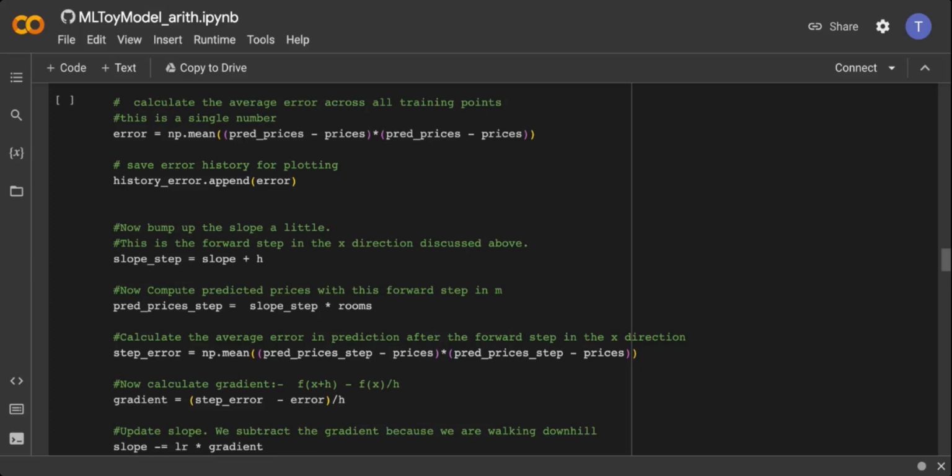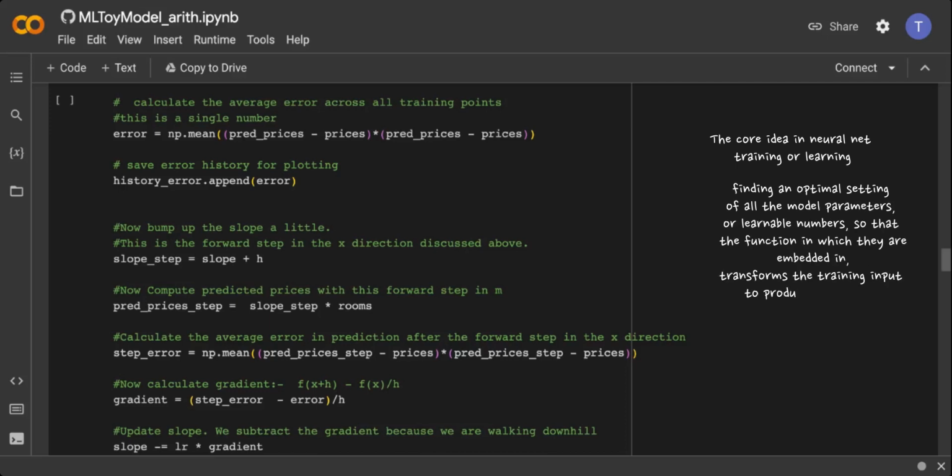Regardless of these differences, this notebook illustrates the core idea in neural net training or learning. That is, finding an optimal setting of all the model parameters, or learnable numbers, so that the function in which they are embedded in transforms the training input to produce an output that is as close as possible to the corresponding training output.